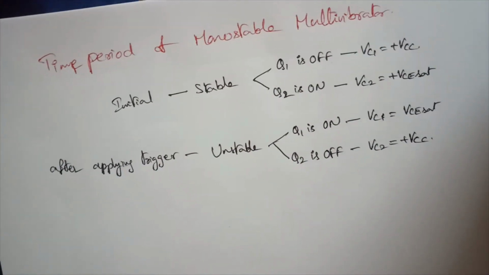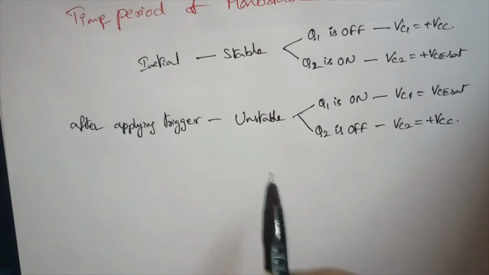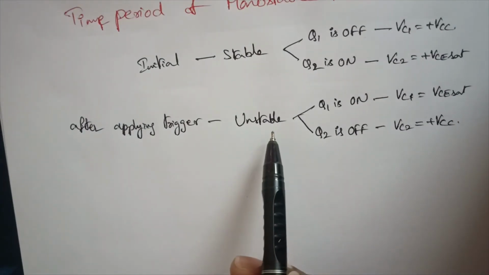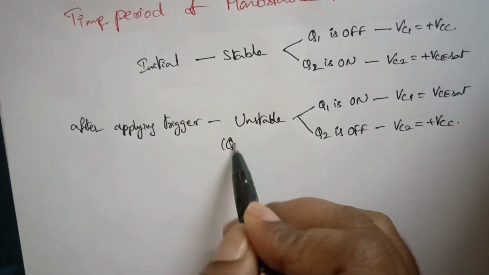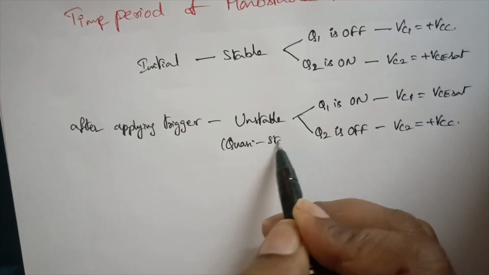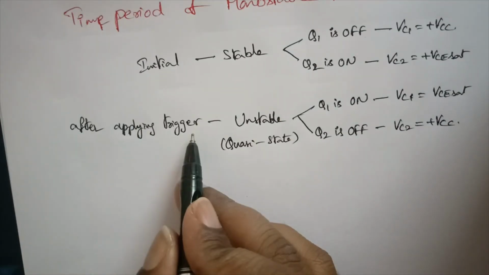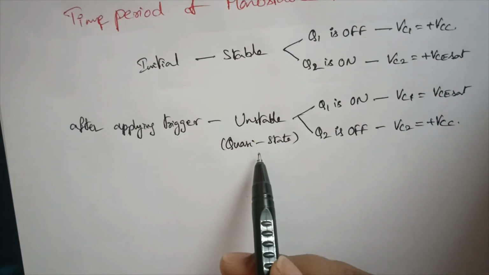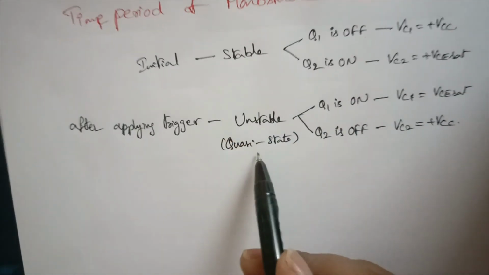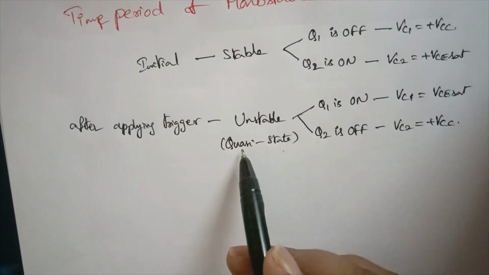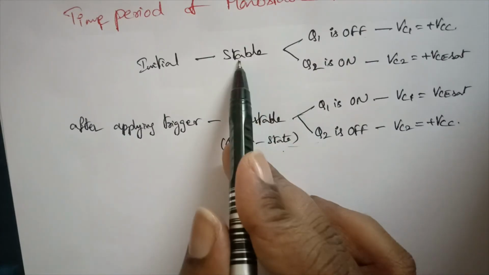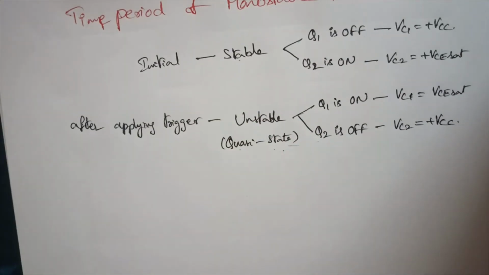Now, here the transistor goes from stable to unstable, nothing but the quasi-stable state, only after applying the trigger pulse, but it again comes back to the stable state with time constant RC. That means the multivibrator moves from the quasi-stable to the stable state depending on the RC network.